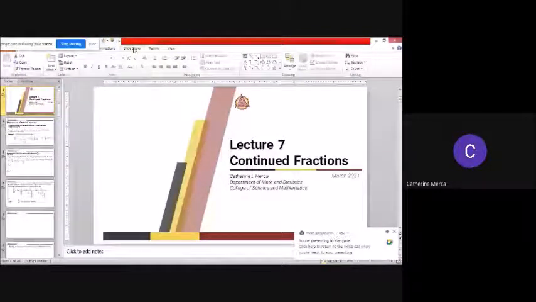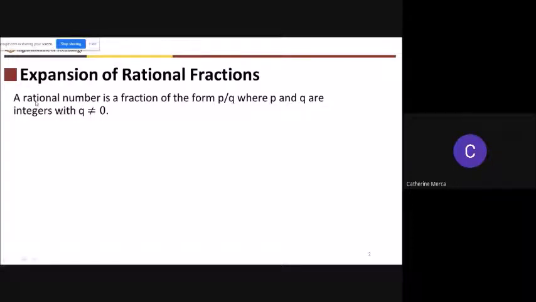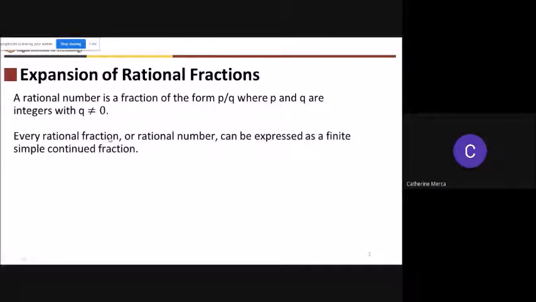We are to discuss, if you remember, if you have a rational number, it is actually a fraction of this form, P over Q, where P and Q are integers. But your Q should not be equal to 0. If you have a rational number, it can actually be expressed as a finite, simple, continued fraction.